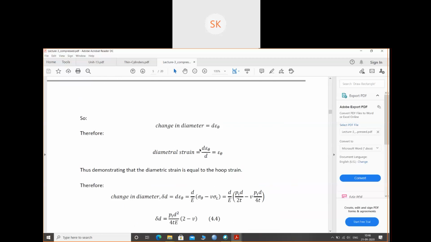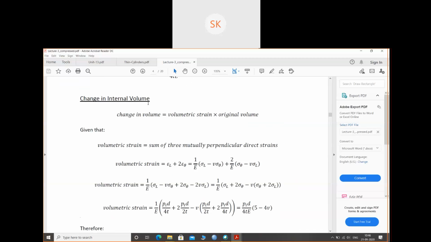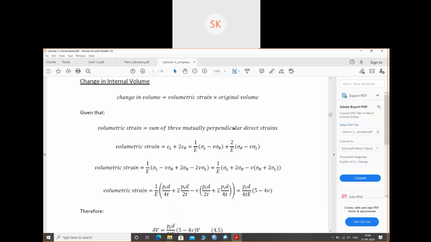Then along with the diameter and the length, there will be one more change, which is your internal volume. Your volume will also differ. In the same way, change in volume will be volumetric strain into original volume. Volumetric strain is the sum of three mutually perpendicular direct strains. Volumetric strain is e L plus 2 e theta.